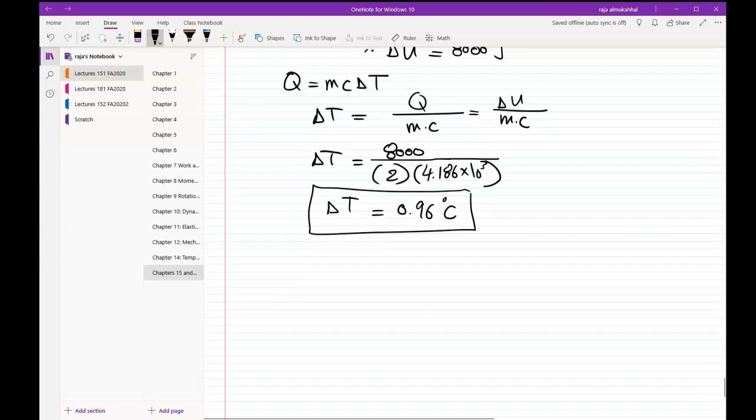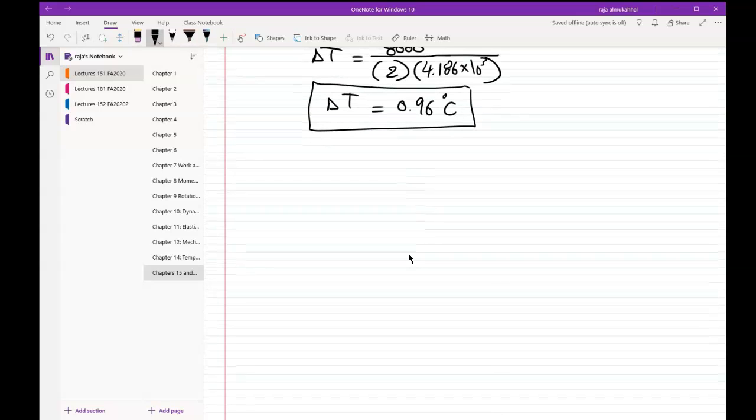Okay, one more problem. The last problem I'm going to do before I end this video. I still have to cover the second law of thermodynamics. That's going to be part 2 of the video. So I'm going to do another video. So let me do this example and then we'll finish this one.